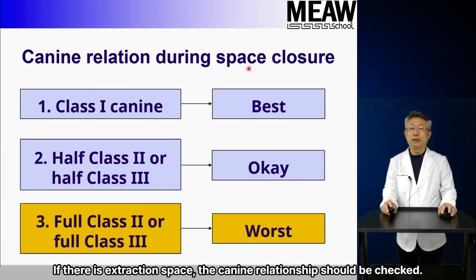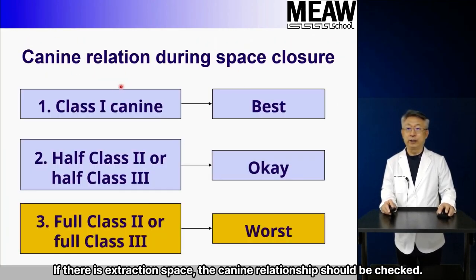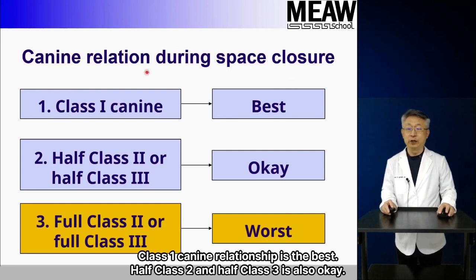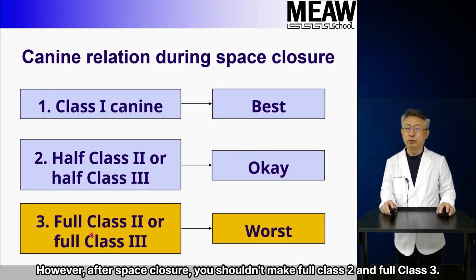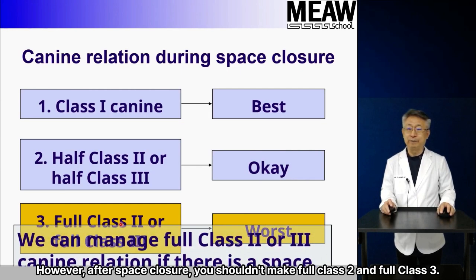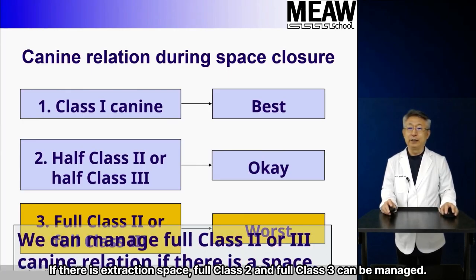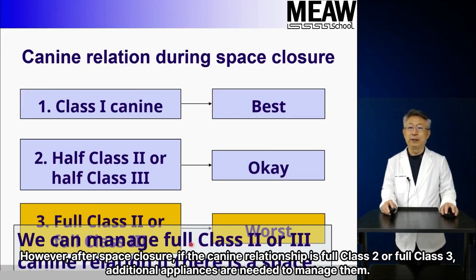If there is extraction space, the canine relationship should be checked. Class 1 canine relationship is the best. Half Class 2 and half Class 3 is also okay. However, after space closure, you shouldn't make full Class 2 and full Class 3. If there is extraction space, full Class 2 and full Class 3 can be managed. However, after space closure, if the canine relationship is full Class 2 or full Class 3, additional appliances are needed to manage them.